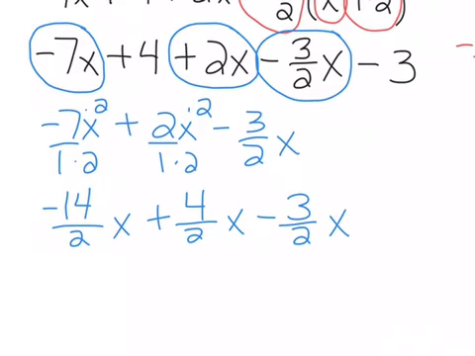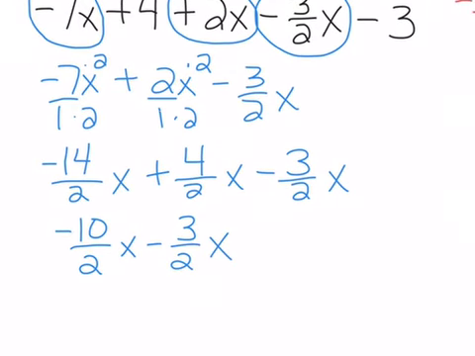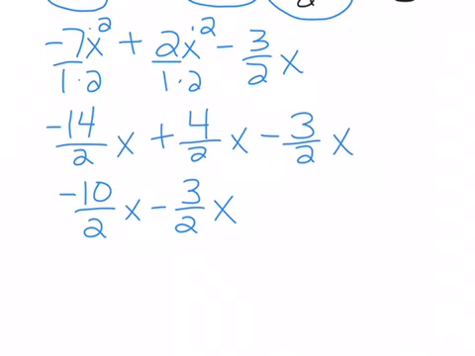And when I combine this here, I end up with negative 14 over 2x plus 4 over 2x gives me negative 10 over 2x minus 3 over 2x. And then if I scroll a little bit more to give myself a little bit more room, I can combine these two together to get negative 13 over 2x. And that is something that I am going to be adding to my work above.